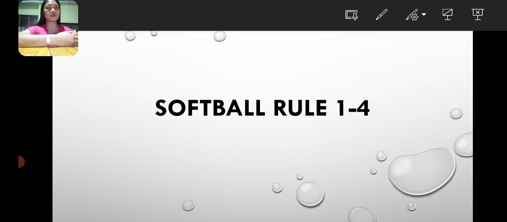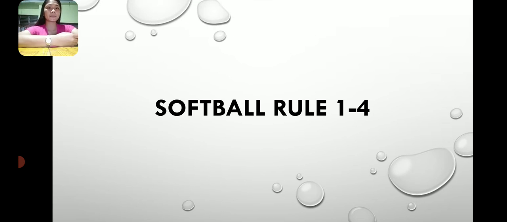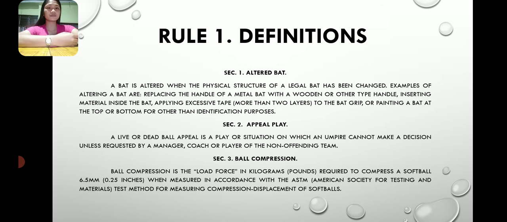For this video, I will report the softball rules 1 to 4. Rule number 1, definitions. Section 1, altered bat. A bat is altered when the physical structure of a legal bat has been changed.